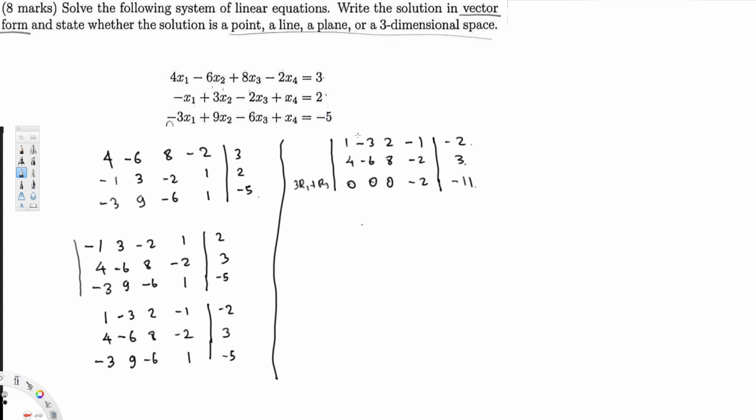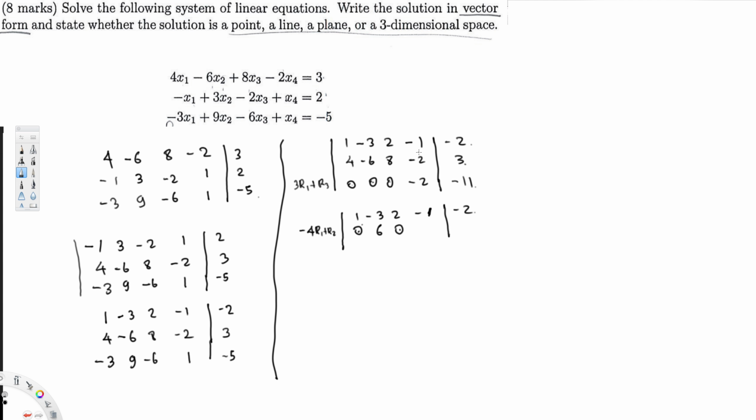Then what I can do is eliminate the second one. To eliminate the second one, I can multiply the first one by negative 4 and add it to the second one. So if I do that, I will get 1, minus 3, 2, minus 1, minus 2, and I'm multiplying the first one by negative 4, so it's going to be negative 4r1 plus r2. So if I do that, I will get 0 right here. Then minus 4 times minus 3 is going to be plus 12, plus 12 plus minus 6 is going to be 6. Then minus 4 times 2 is going to be minus 8. Minus 8 plus 8 is going to be 0.